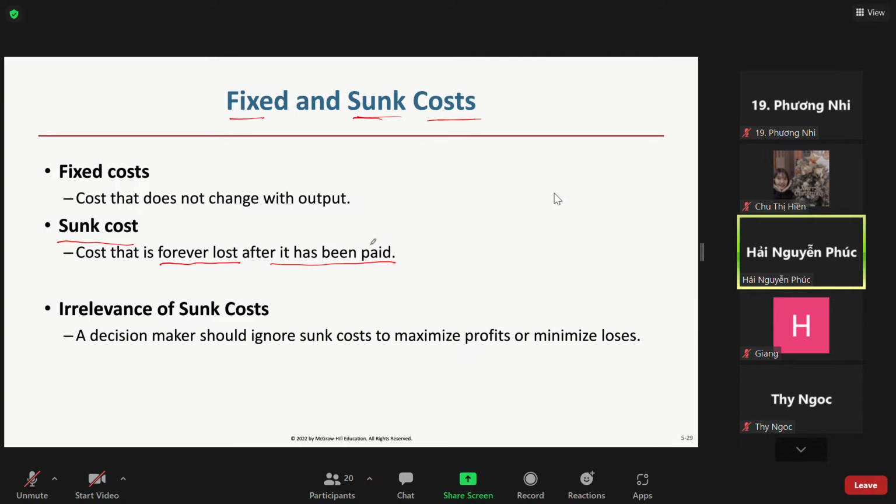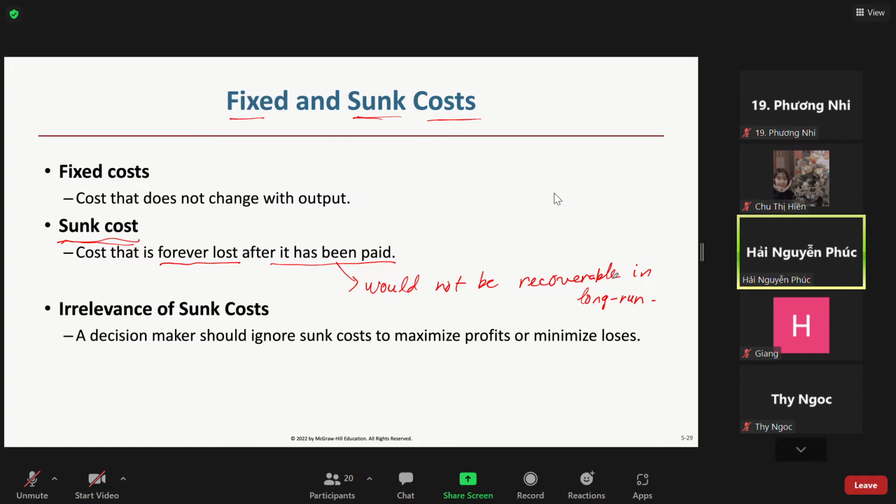All right. So what does it mean? It means that it would not be recoverable even in the long run. Once it has been paid, it would not be recoverable in the long run. You will lose it when you pay, right?